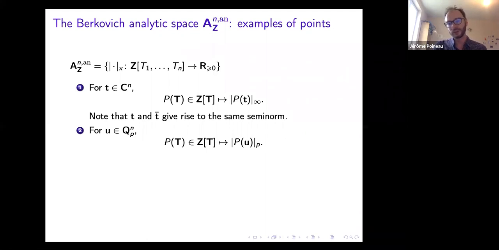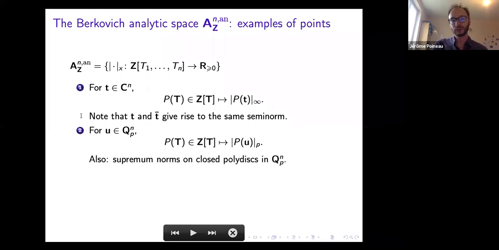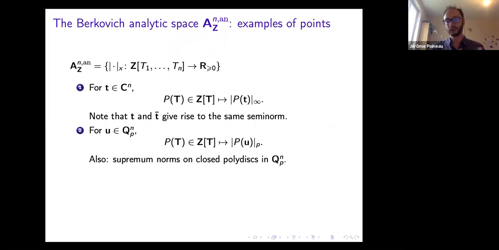But of course, this is a bit weird because the seminorms I wrote all have non-trivial kernels, generated by T minus u or T minus t. Of course, you can also consider true norms, true absolute values. And this is something specific to the p-adic, or non-Archimedean, case. You can consider supremum norms on closed polydisks in Q_p. If you look at a closed polydisk and the sup norm on it, it is multiplicative. So it is a multiplicative norm, and it gives rise to a point in the Berkovich sense.